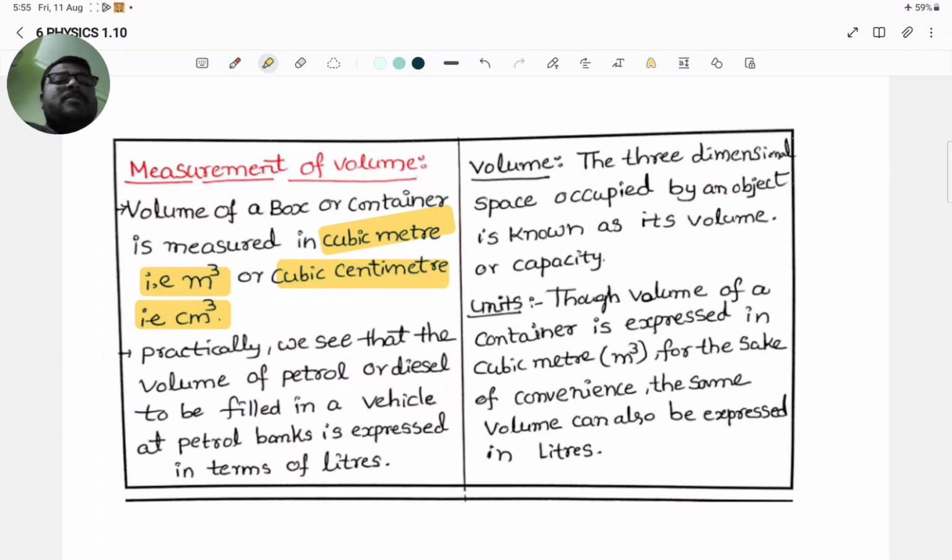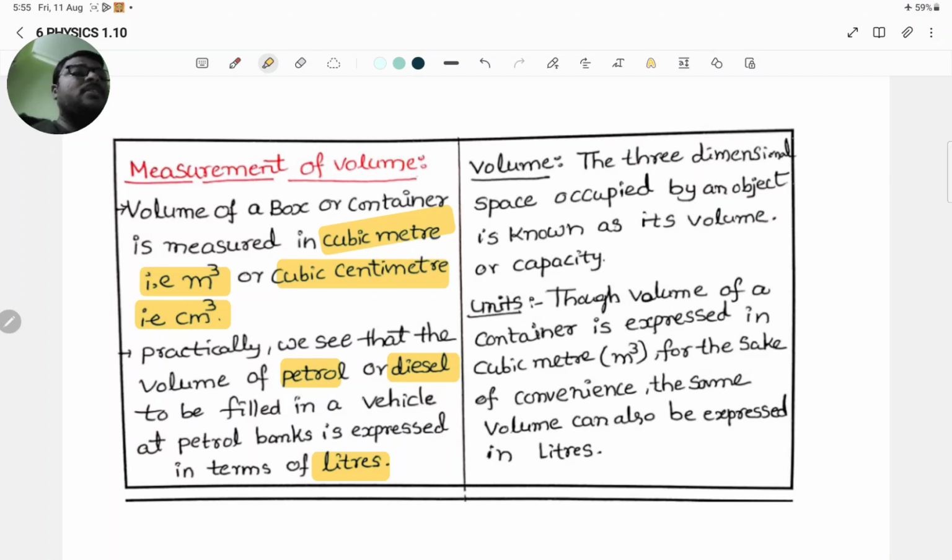See here, practically we see that the volume of petrol and diesel to be filled in a vehicle at petrol bunks is expressed in terms of liters. When we go to fill petrol or diesel, in that situation we observe a type of unit, that is the liter. By using liters only we can measure petrol and diesel.